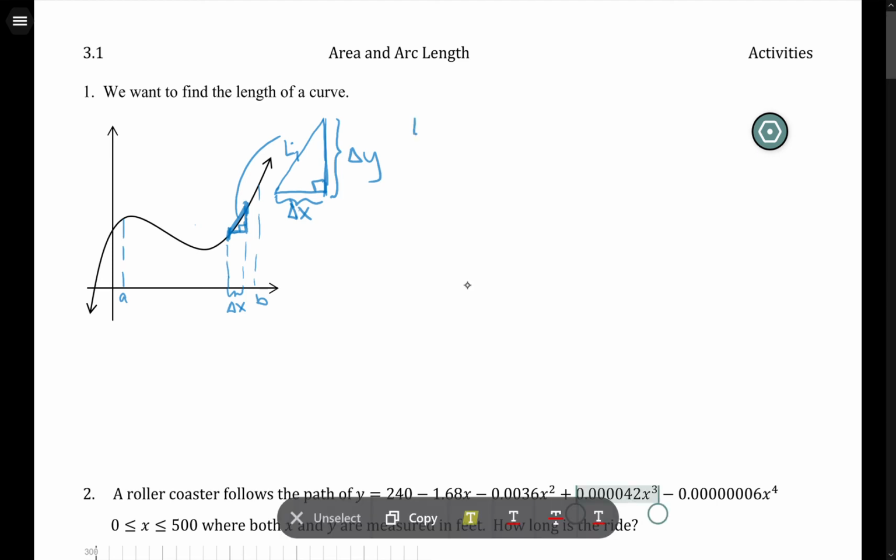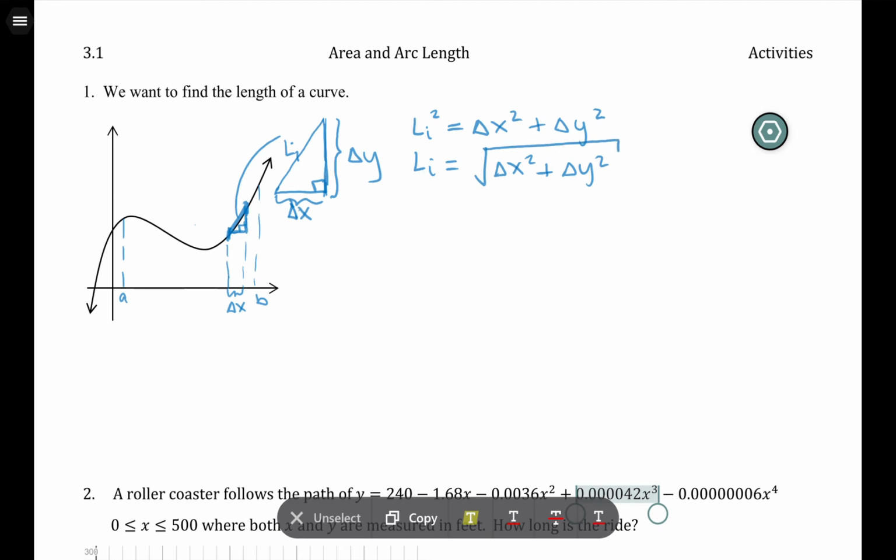So we're going to say that L sub i squared is equal to delta x squared plus delta y squared. And that means that our L sub i is equal to the square root of delta x squared plus delta y squared. Okay, and this is a formula, but it doesn't really help me with actually calculating this. What is my delta x? What is my delta y? How are they related? So I'm just going to do a little algebra until we come up with something that looks a little more familiar.